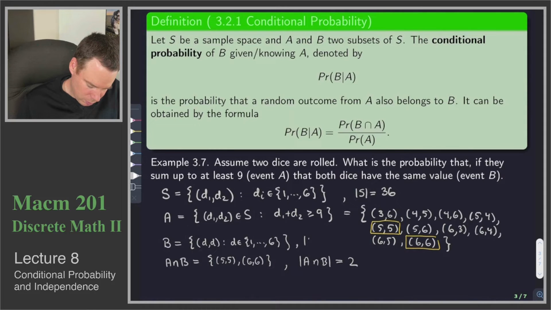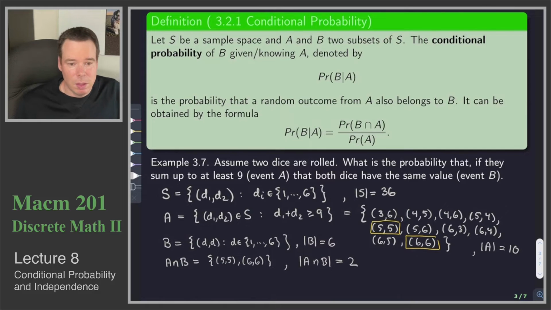Maybe I can add these other ones here. The size of B is 6. And the size of A, we can count them up: 1, 2, 3, 4, 5, 6, 7, 8, 9, 10. It's 10. So now we've got all our ingredients.